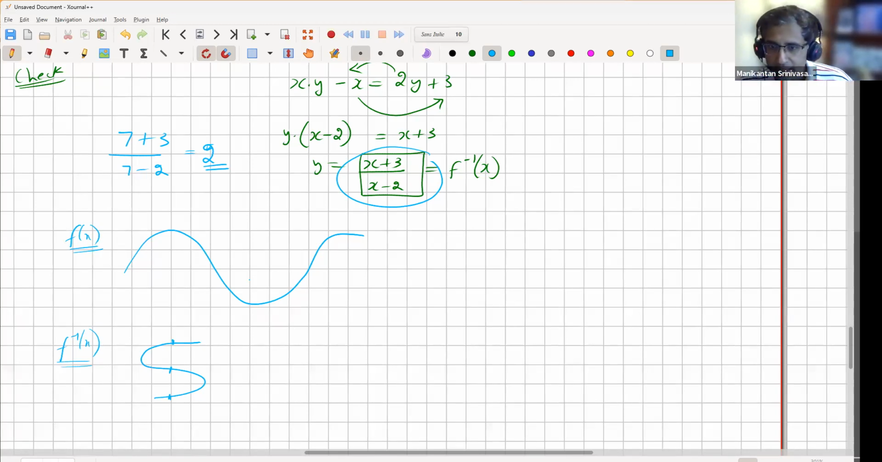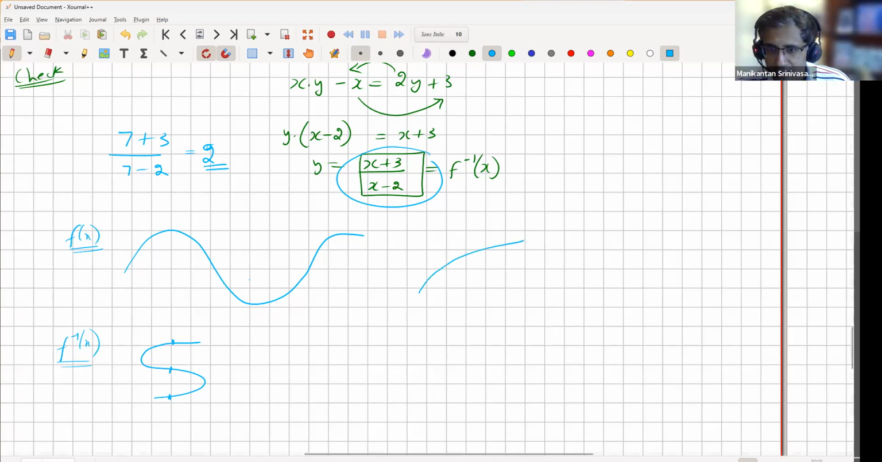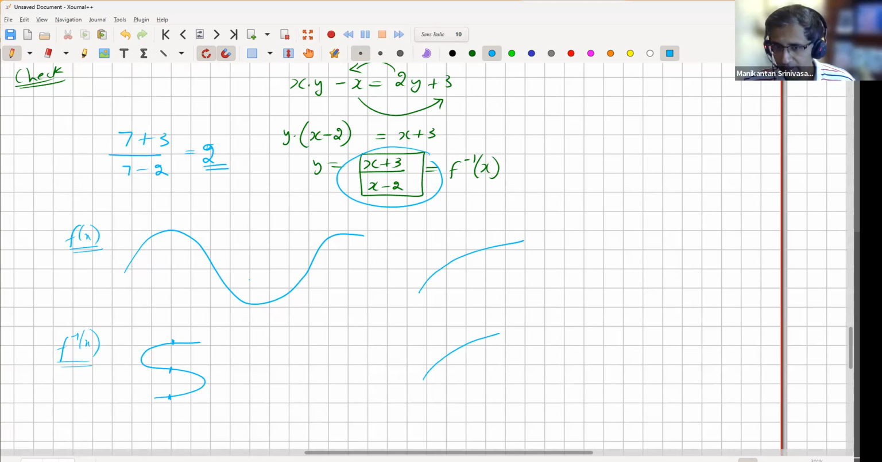On the other hand, suppose f is uniformly increasing like this, then f inverse will also tend to be some shape like this. Or it might be this way, whatever, but it'll be uniformly increasing or uniformly decreasing, in which case both f and f inverse are functions.